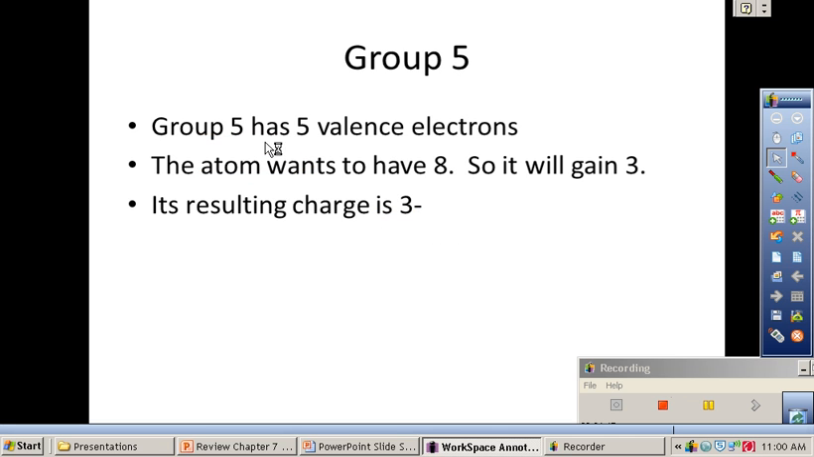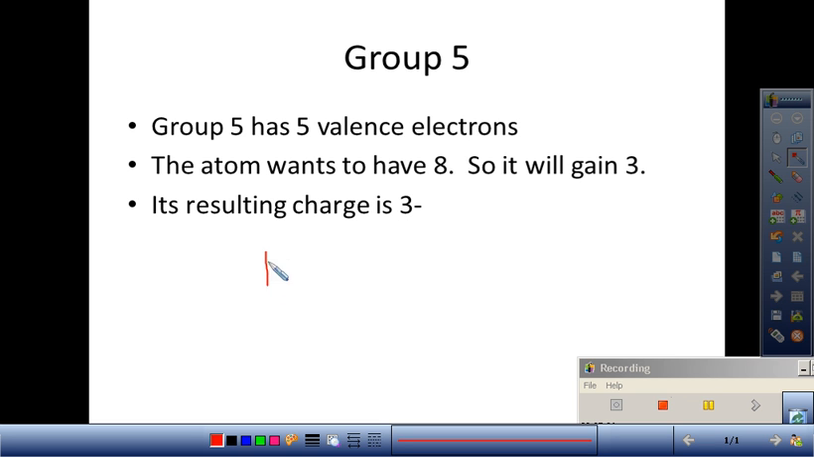Alright, so what happens with group 5? Well, group 5 means it has 5 valence electrons. So I'm in group 5, I have 5. Now he wants to get to 8. So if I have 5, I want to gain 3, because 5 and 3 is 8. And if I gain 3, I have 3 negatives. So nitrogen is in group 5. He has 5 electrons. He wants 3 more, so he's going to gain 3 more. So there's his formula. So group 5 gains 3 to get to 8.